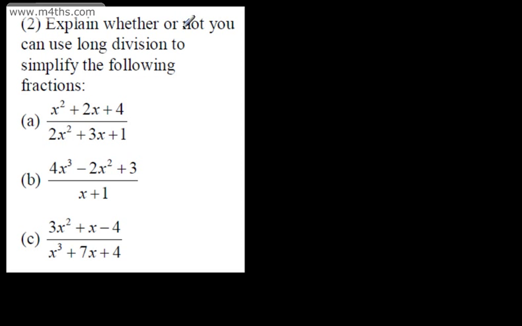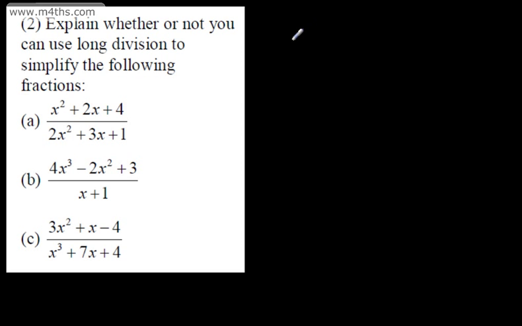It says explain whether or not you can use long division to simplify the following fractions. I'm going to introduce a word called degree. When we look at the numerator of this fraction, the degree is 2. That means that we have a quadratic term. It's the highest power of x. We can see in the denominator that the highest power of x is 2. So the degree of the denominator is also 2. We can divide a polynomial of degree m by a polynomial of degree n where m is equal to or greater than n. So what does that mean?